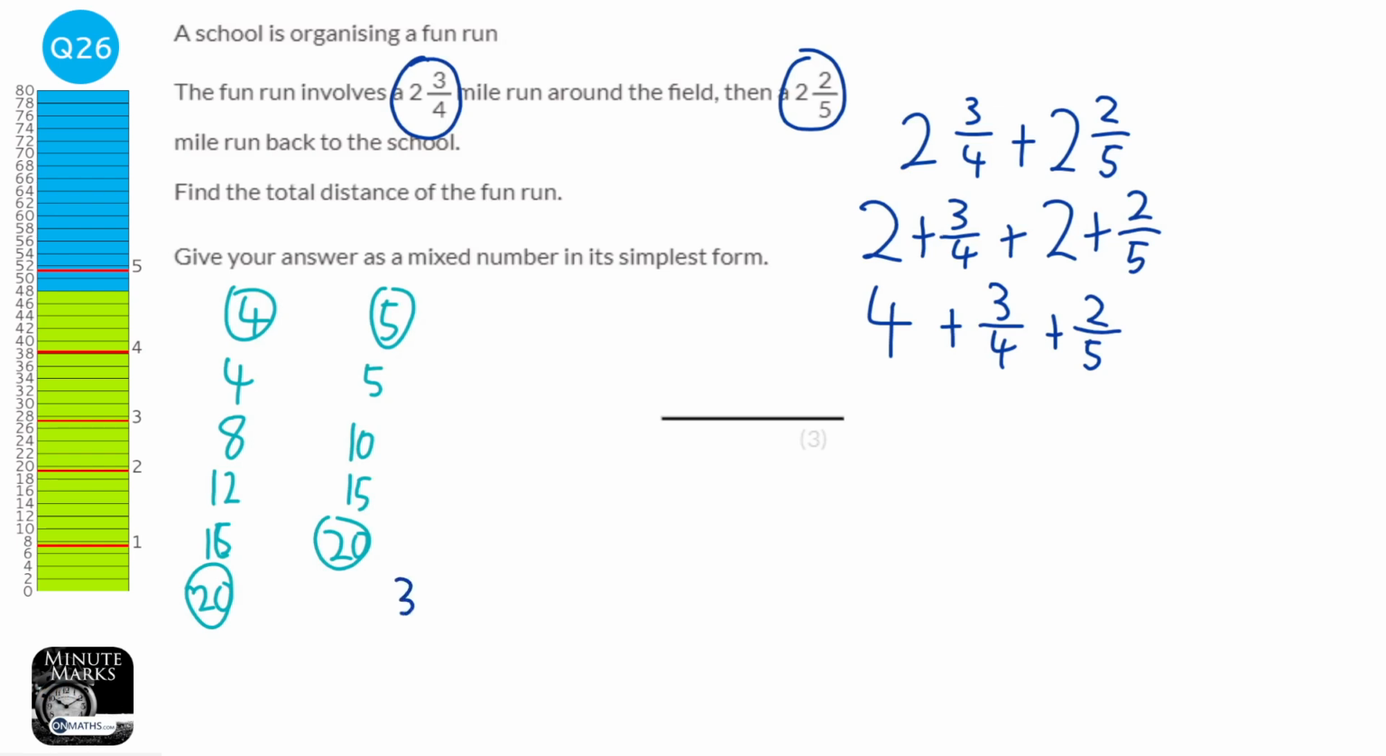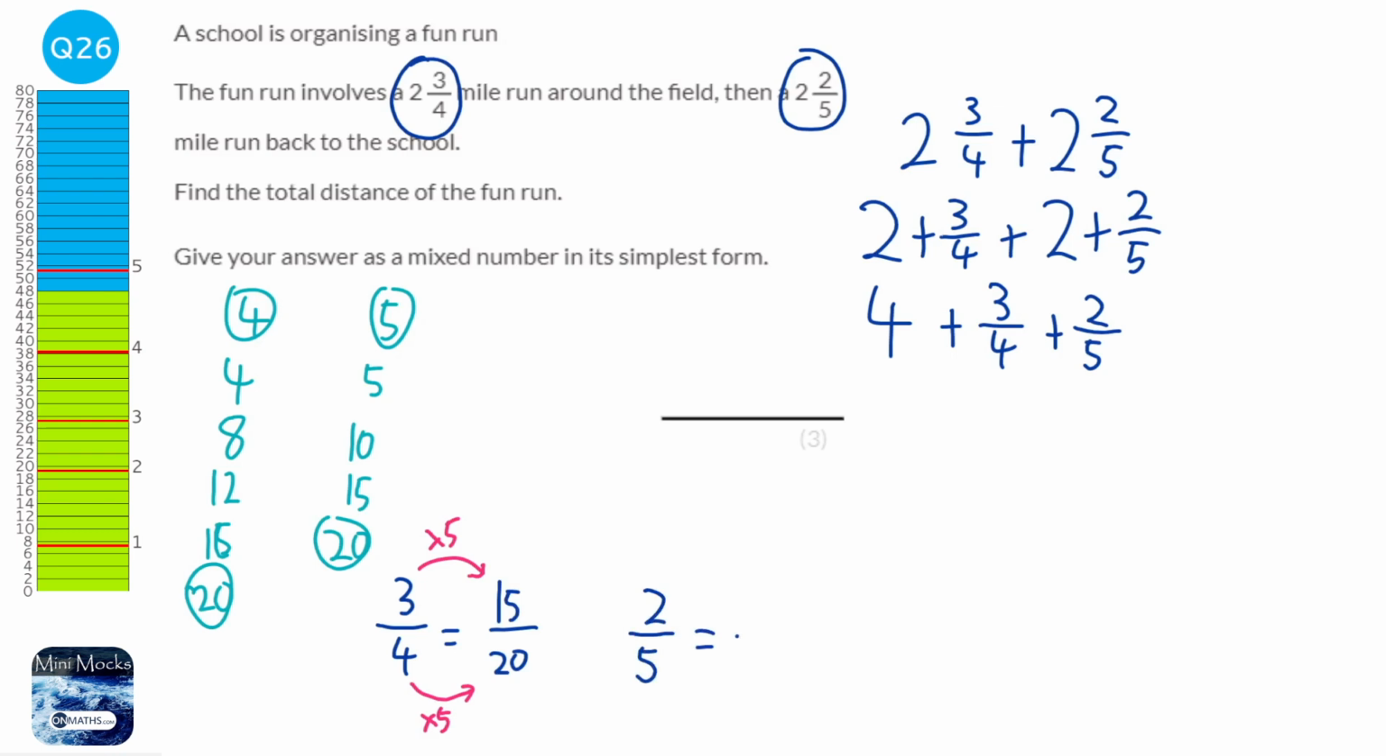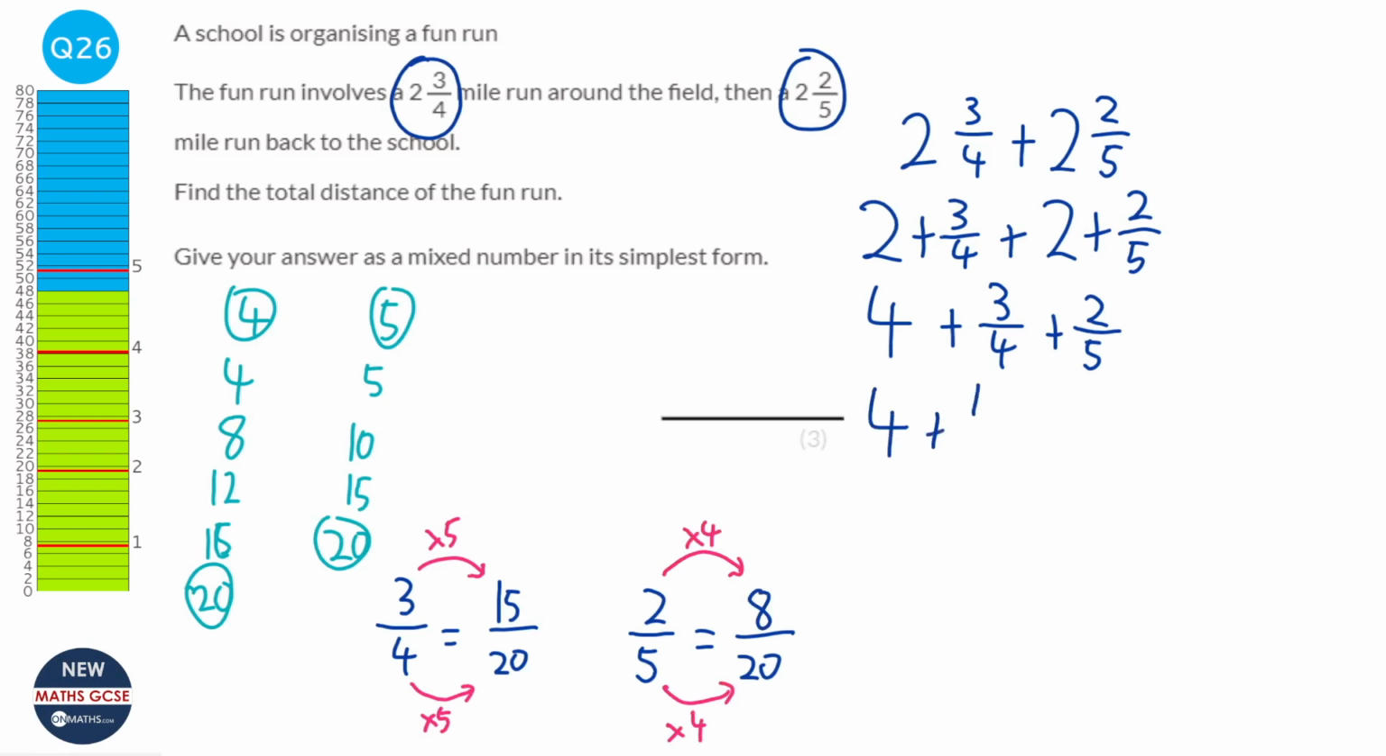Now for 3/4, to get the bottom to equal 20, we need to times the 4 by 5. Whatever you do to the bottom, you've got to do to the top, so times that by 5 as well, which will be 15. For 2/5, we get that bottom to 20, so we times that by 4, and so we times the top by 4 as well, to make it 8. So it's going to be 15 over 20 plus 8 over 20.